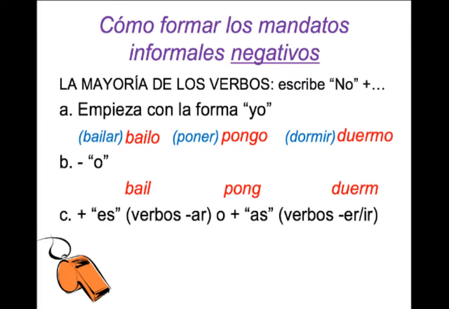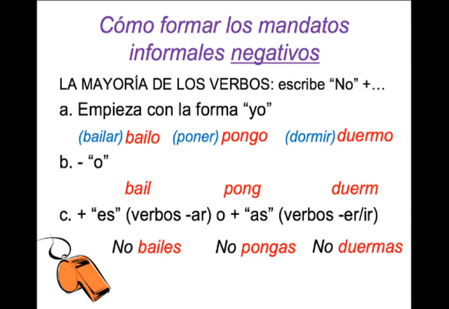Then the last step is a little bit funny because for verbos AR, you add an ES. And for verbos ER and IR, you add an AS. So it's kind of the opposite. So here's how it looks. No bailes. Don't dance. I would never say that in my class, but no pongas agua en mi espaguetis. Don't put water in my spaghetti. No duermas. Don't sleep. No duermas en clase.